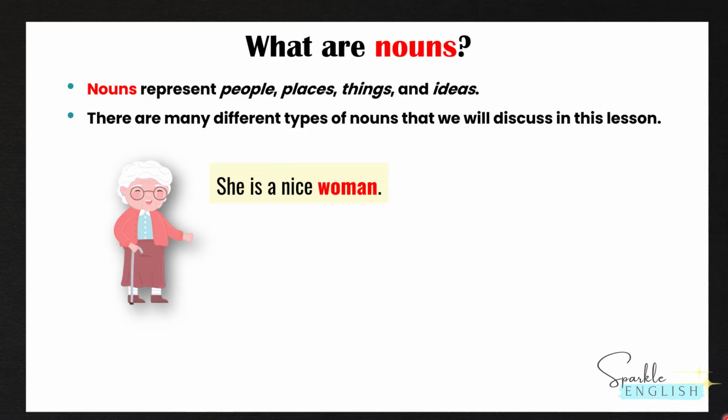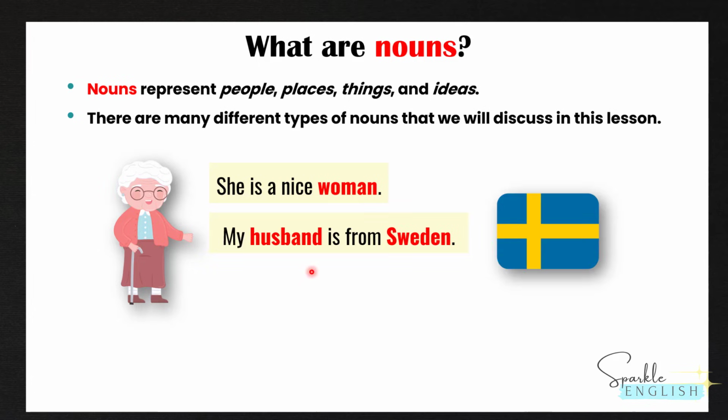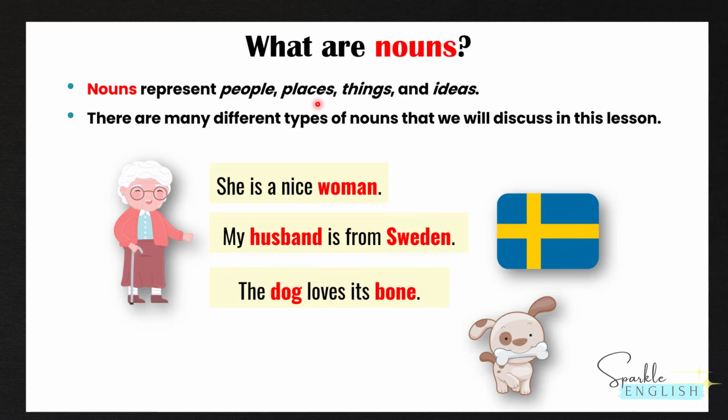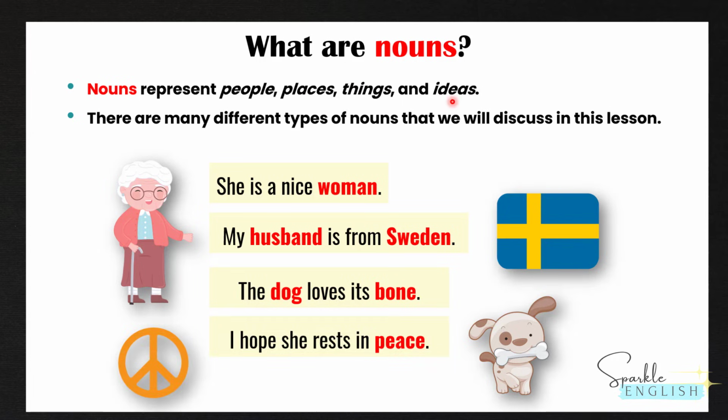So for example, she is a nice woman. Woman is the noun. A woman is a person. My husband is from Sweden. In this sentence, we have 2 nouns, husband, which is in the category of people, and Sweden, which is a place. The dog loves its bone. In this sentence, we also have 2 nouns, dog and bone. Bone is a thing, and a dog is an animal, which is also a noun. I hope she rests in peace. Peace is an idea, it's a concept, and that's also a noun.